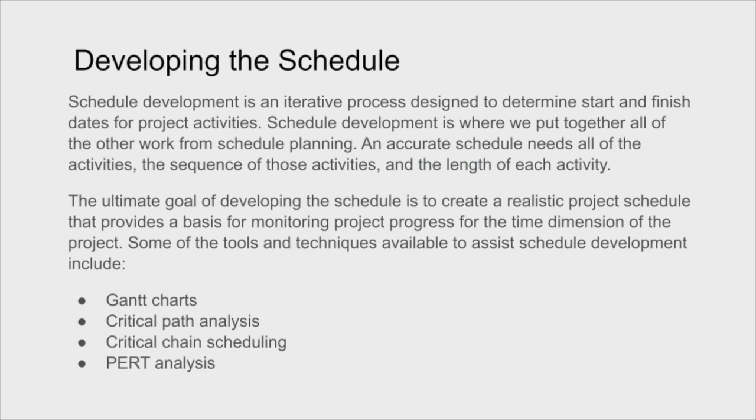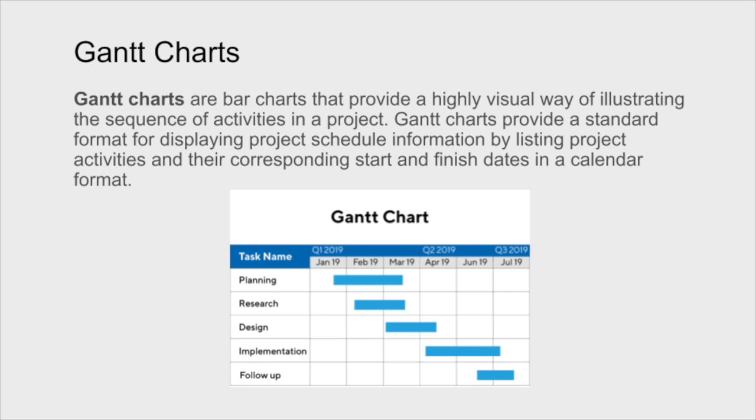Some of the tools and techniques available to assist schedule development include Gantt charts, critical path analysis, critical chain scheduling, and PERT analysis. The first tool is the Gantt chart. Now, the Gantt chart is very common. It's really a bar chart that provides a visible way of illustrating the sequence of activities in a project.